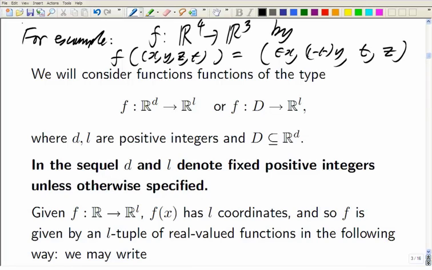Oh, I've done it wrong, so I'm going to R cubed. Let's have something more sensible then. And R cubed, let's have tz then. You can do much more interesting things than that. That's a perfectly good function from R to the fourth to R cubed. You can throw in much more interesting things like cos and sine and exp and log or whatever you want to throw in, as long as it's defined at all the points required.